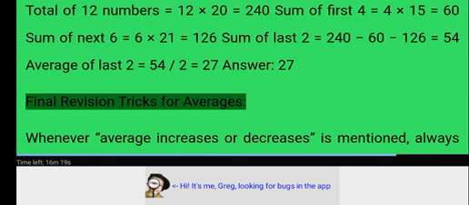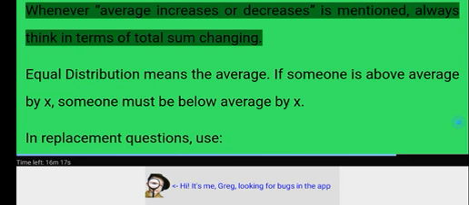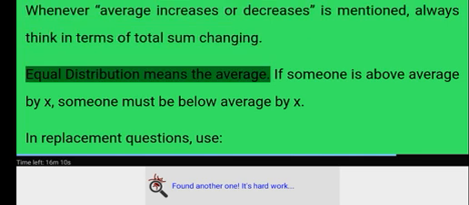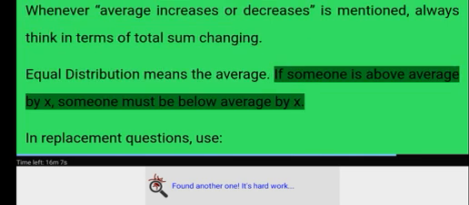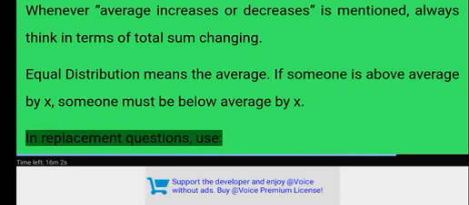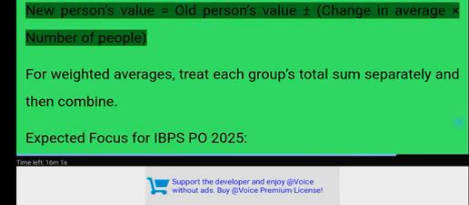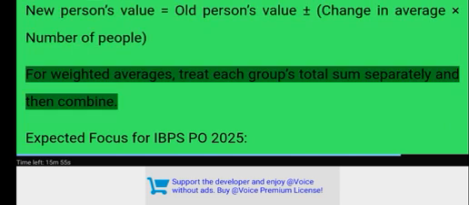Final revision tricks for averages. Whenever average increases or decreases is mentioned, always think in terms of total sum changing. Equal distribution means the average. If someone is above average by x, someone must be below average by x. In replacement questions, use new person's value equals old person's value plus or minus change in average times number of people. For weighted averages, treat each group's total sum separately and then combine.